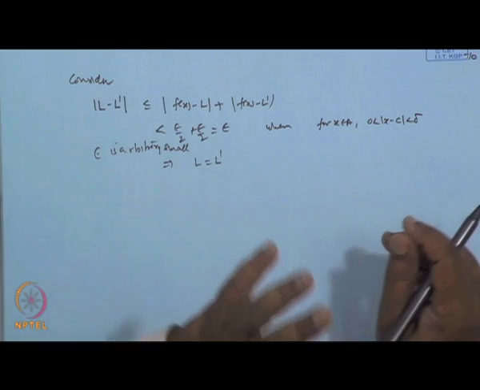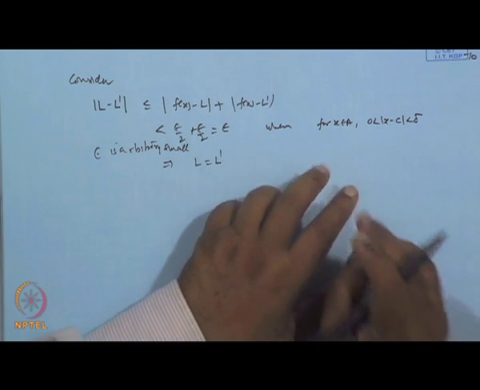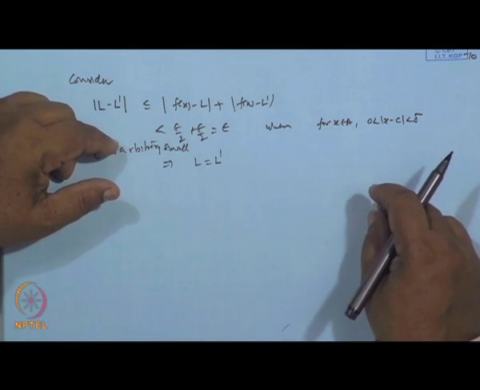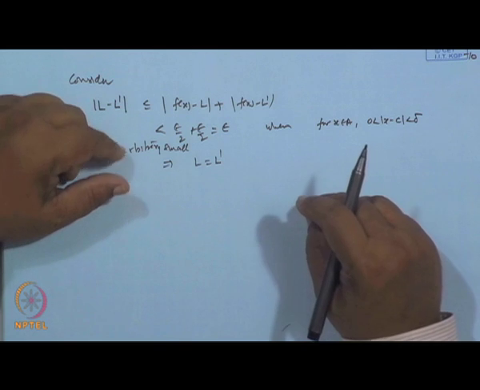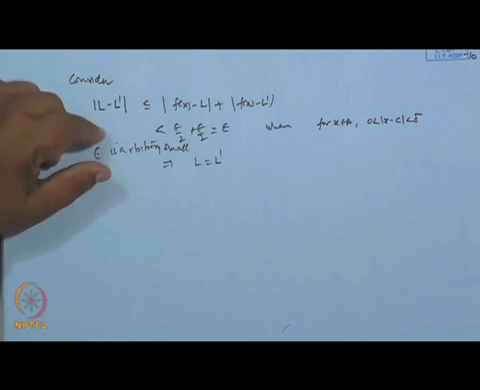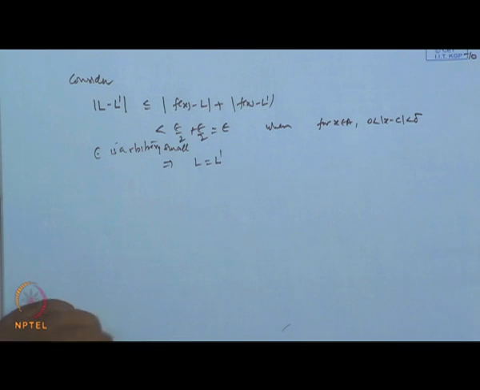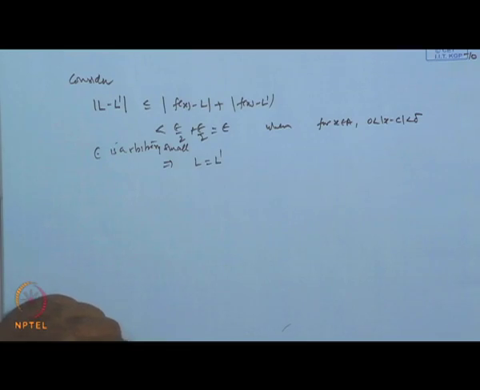So, if the functional value f(x) when x tends to c has two different limits along two different paths approaching c, then the function will not have a limit at that point. In such a case we say the function diverges at x equal to c. Okay?